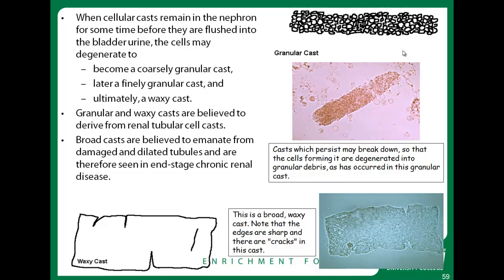Casts which persist may break down, so that the cells forming them degenerate into granular debris, as has occurred in this granular cast. This is a broad waxy cast. Note that the edges are sharp and there are cracks in this cast.